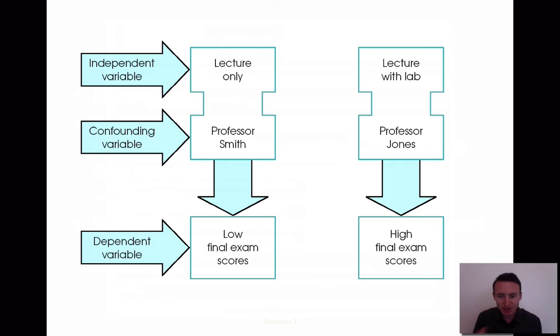So the fact that there's different professors is known as a confounding variable. The differences in the professors confounds the researcher's ability to understand cause and effect. So essentially, you don't want confounding variables in your study. You only want the independent variable to be the only variable that is different between your two groups. Otherwise, you cannot discuss cause and effect.